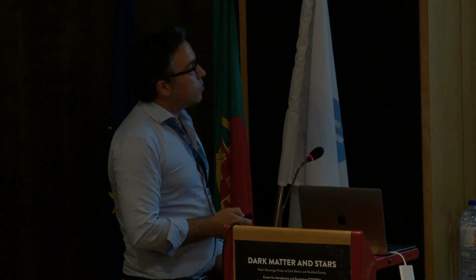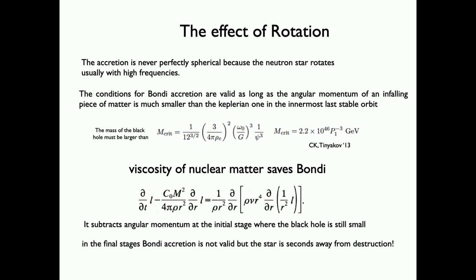Now, I just want to mention something which sometimes we forget, and it has to do with the fact that in order for this collapse to take place and to set all these constraints, one has to take all the little caveats that are in place. One of them is the so-called Bondi accretion. Everybody assumes, and I did also myself by working on this subject, that we have a spherical accretion. But it turns out that, depending on the period of the neutron star, P1 here, you may or may not satisfy the condition for spherical accretion.